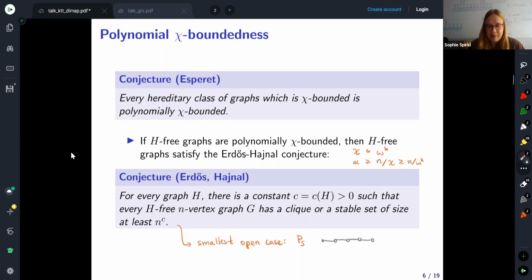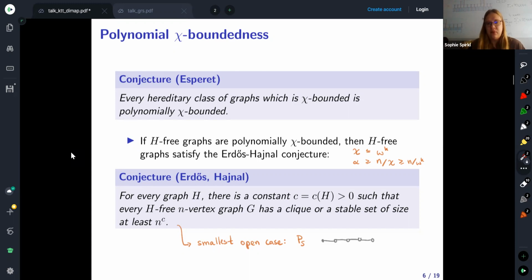And the other thing I should say about polynomial chi-boundedness is we care about it in part because it relates to the Erdős–Hajnal conjecture. The Erdős–Hajnal conjecture is another conjecture that says something about how our H-free graphs differ from random graphs, from general graphs, by saying for every graph H, if you exclude it as an induced subgraph, there is a constant that depends only on H, such that if you have an H-free graph on n vertices, then it has a clique or stable set of polynomial size, of size n to the c.